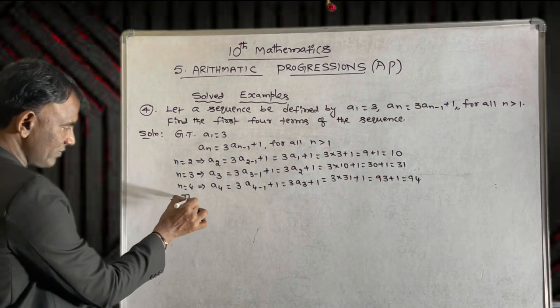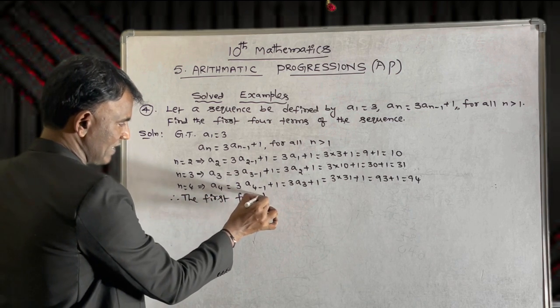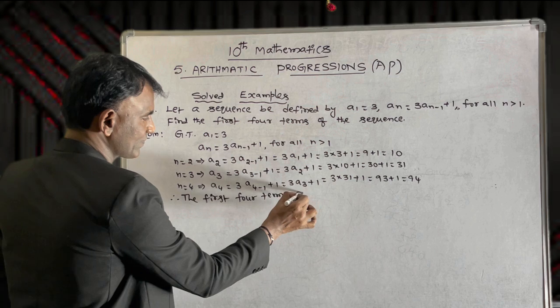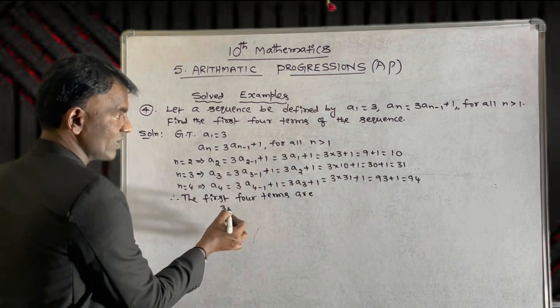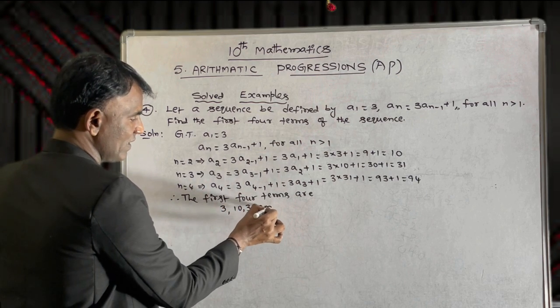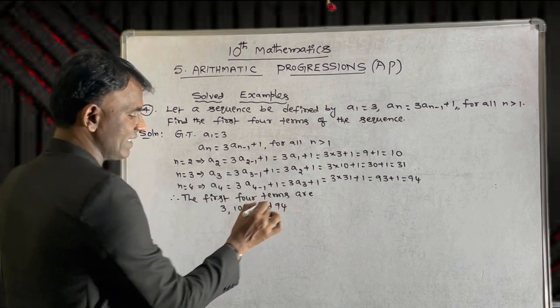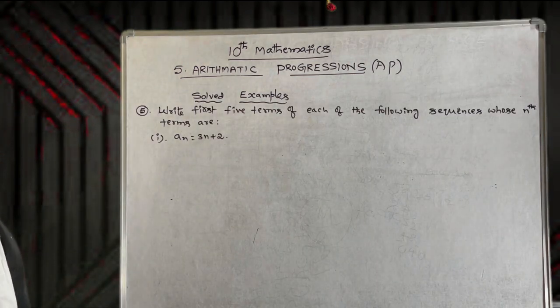Therefore, the first four terms are: a1 value is 3, a2 value is 10, a3 value is 31, and a4 value is 94. That is the answer. Okay. Now this is the fifth question.